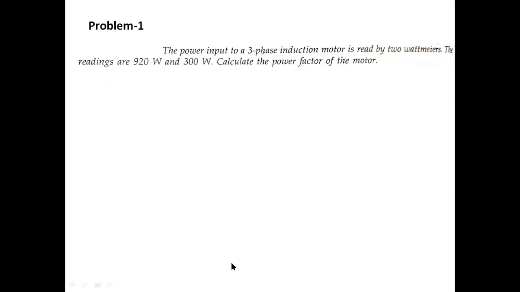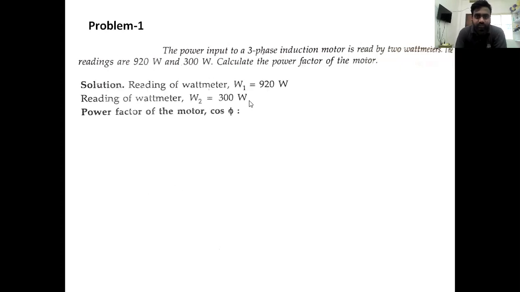If we clearly observe the numerical data from the given problem, this is the data we got: W1, the wattmeter reading, and the reading of the second instrument, that is 300 watts. We need to find out the power factor of the particular motor. What will be the power factor calculation? Most of you are familiar that tan phi is equal to root 3 into (W1 minus W2) by (W1 plus W2).